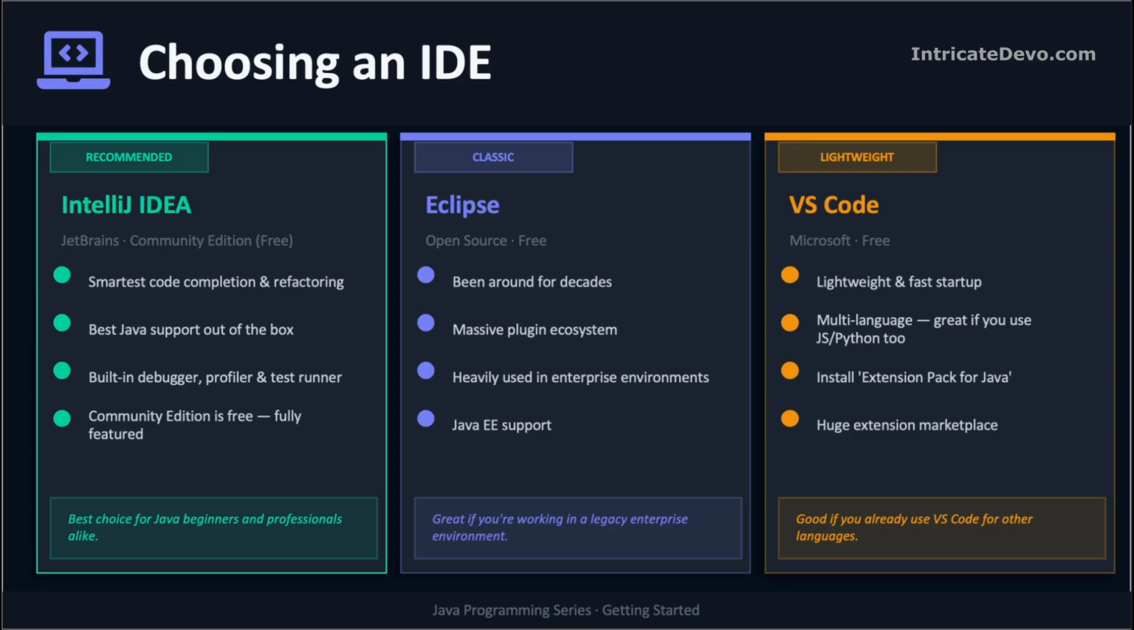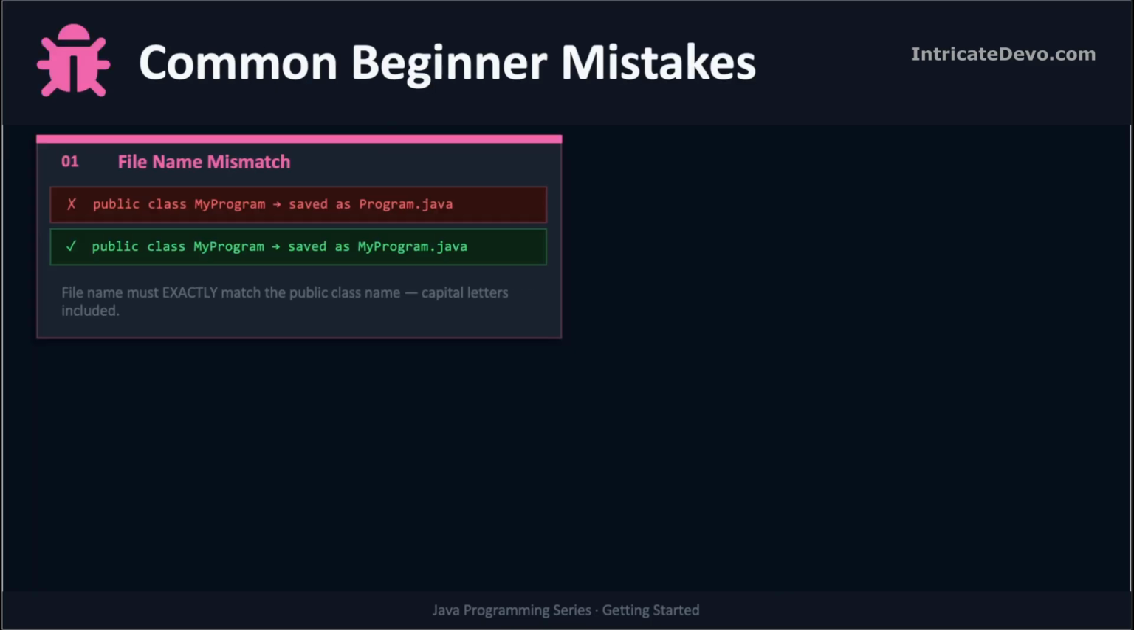As you start writing Java code, watch out for these 4 very common beginner mistakes. Mistake number 1, file name mismatch. If your class is declared as public class MyProgram, the file must be saved as MyProgram.java with the exact same capitalization. Saving it as myprogram.java or Program.java will cause an error.